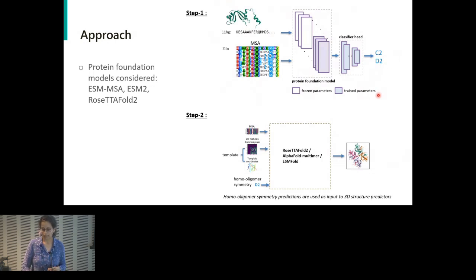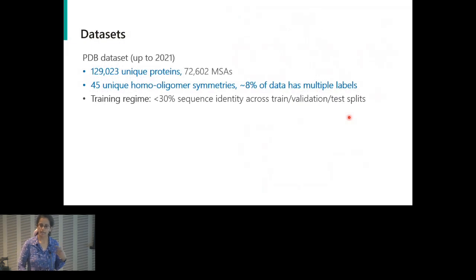Now, where do we get this data, the labels C2, D2, and so on? There are no prizes for guessing. We get it from the Protein Data Bank. We scrape the PDB and get 130,000 unique protein structures spanning 45 unique homo-oligomer symmetries. 8% of this data has multiple labels.